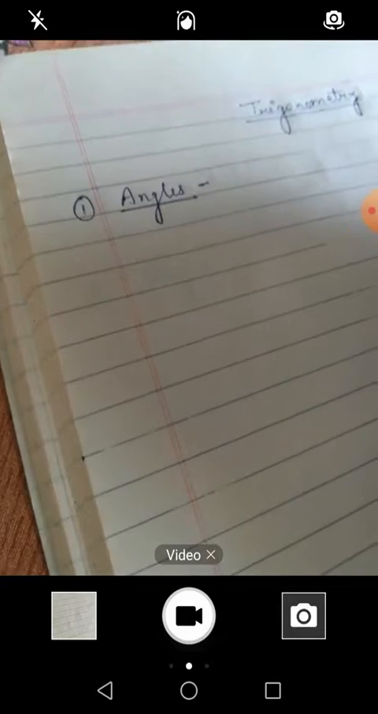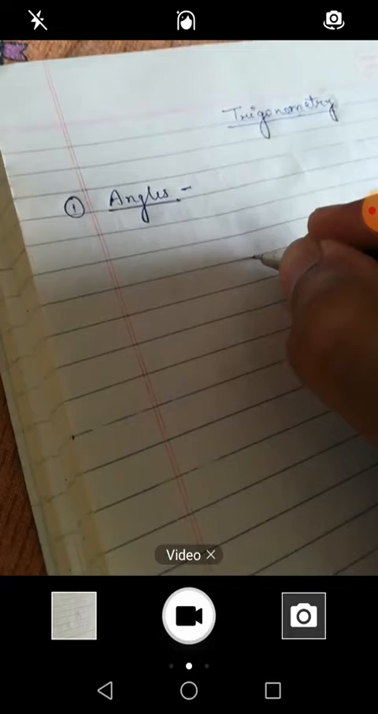Whether it is angles of a triangle, sides of a triangle, anything about the triangle. So first we can see angles. I think all of you know what an angle is. I repeat it.